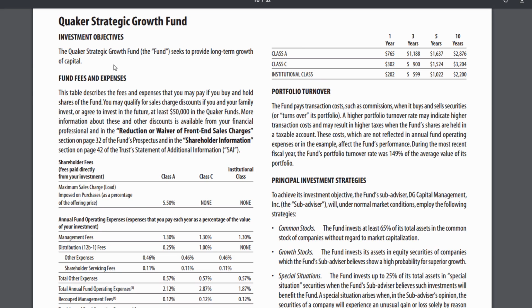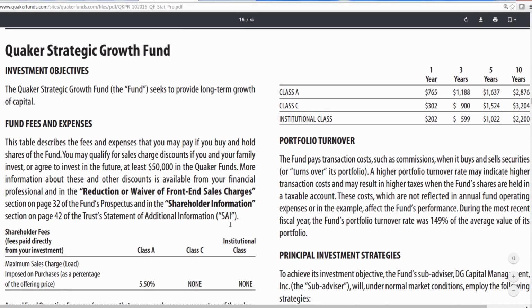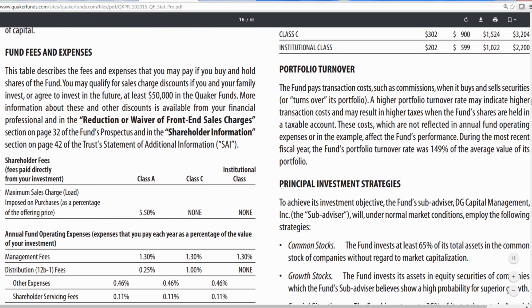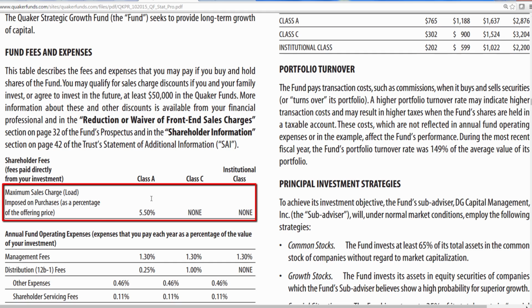And so here's from the prospectus, the Quaker Strategic Growth Fund. This is going to give you a little more detail in a lot of areas, in particular your expenses. So let's see if we can find the sales charge here. Let me blow this up a little bit. And yes, it is right here. You see where it says maximum sales charge or load imposed on purchases as a percentage of the offering price. They're honest, they're saying this is what it is. And with Class A shares, it's 5.5%. Holy moly, 5.5% just to get in the door?